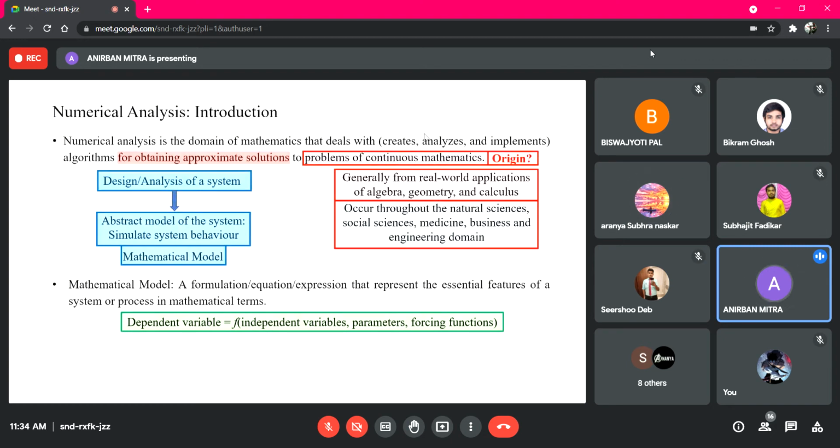Sir, what are forcing functions? I'll definitely come to it. One by one, let us discuss.